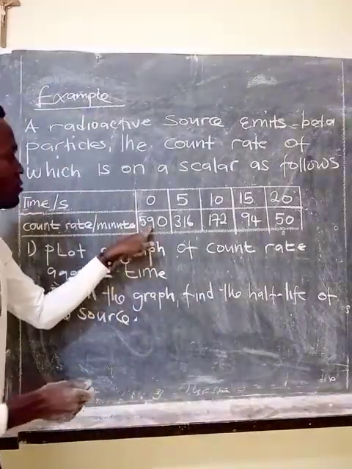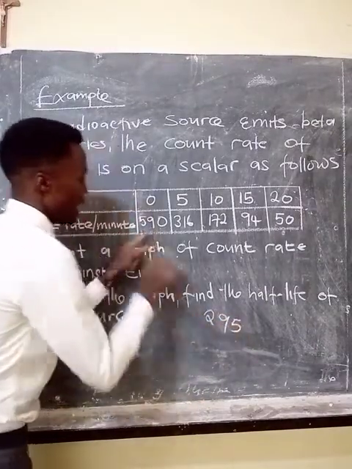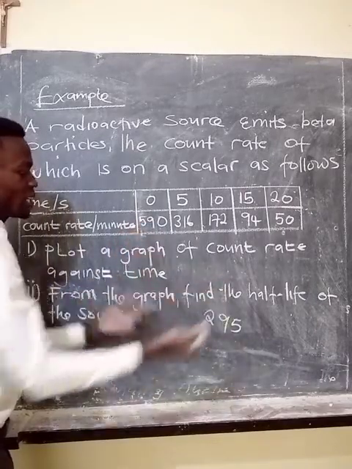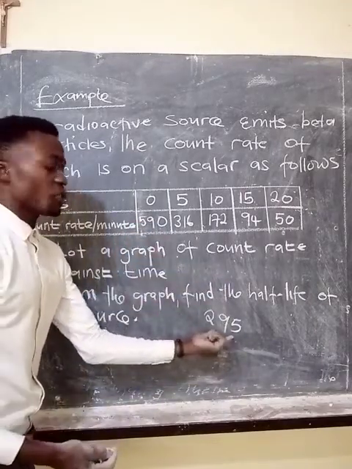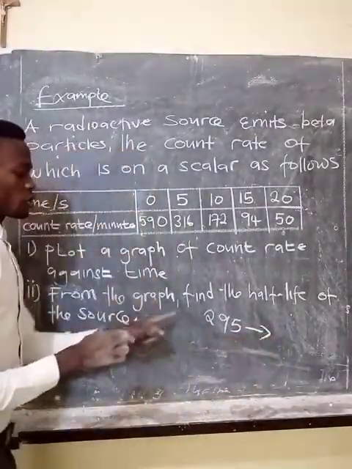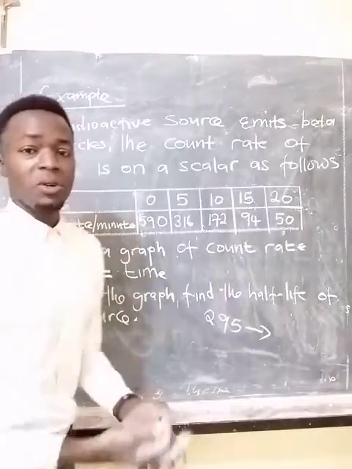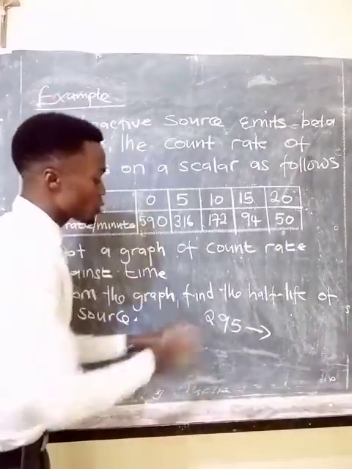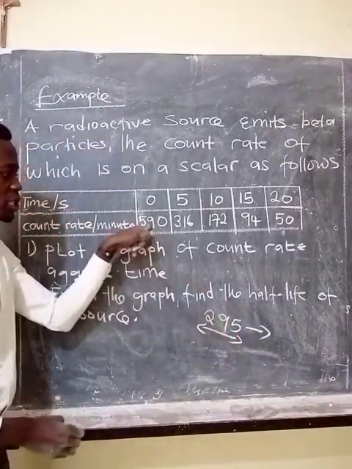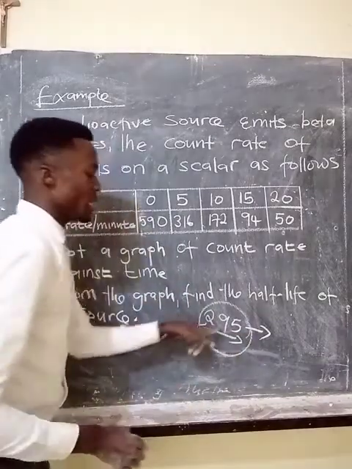We know that half of this is going to be 295. Half of the original mass is this. We know 590, then you just divide it by 2. This is what you're going to get there. So we want to know the time it took to reduce to 295. That's what you call the half-life. The original was this. Then what time did it take to reduce to 295?